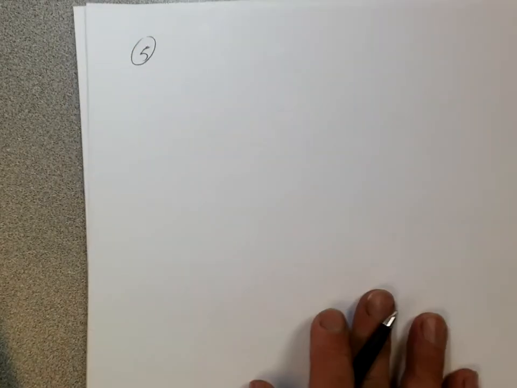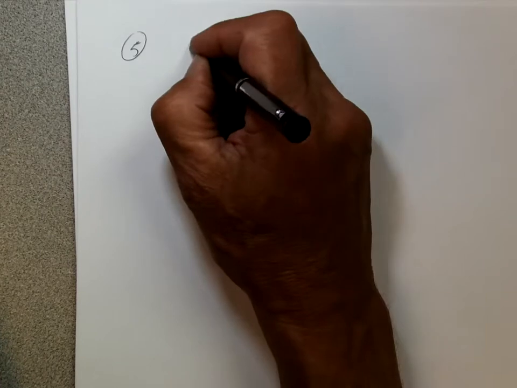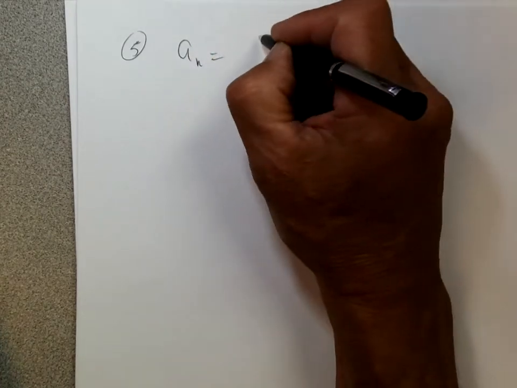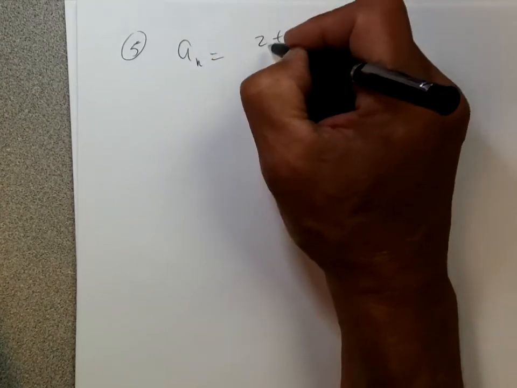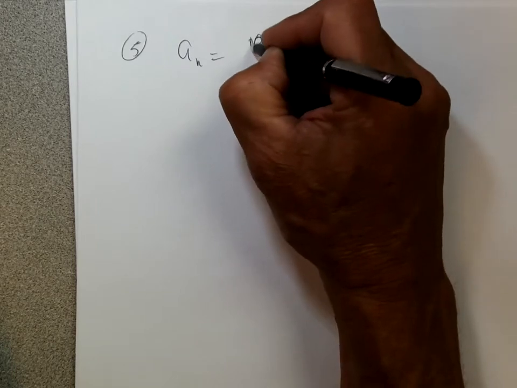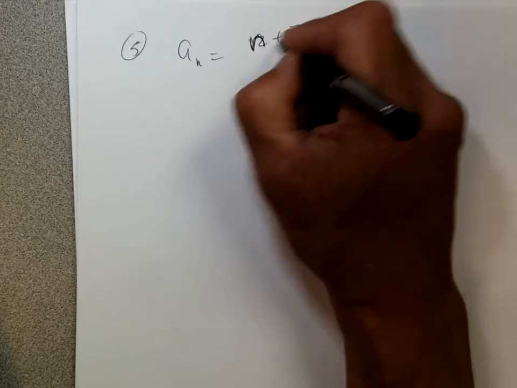Number 5. A of n equals n plus 2 divided by 3. Oh, I'm just dyslexic this morning.